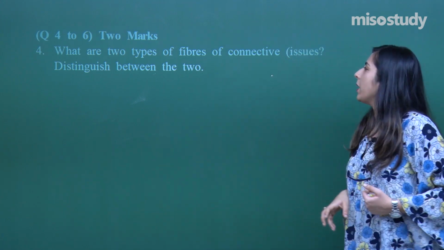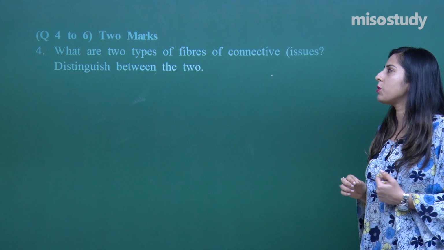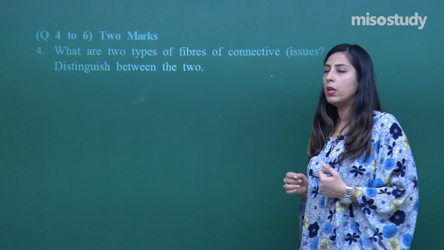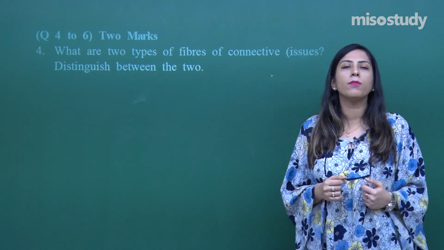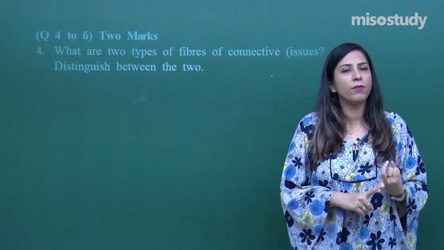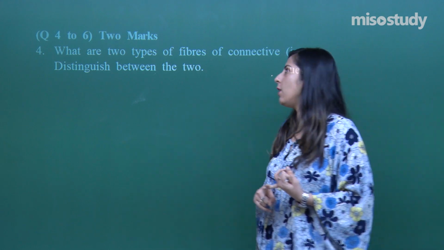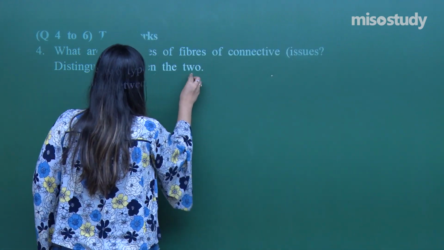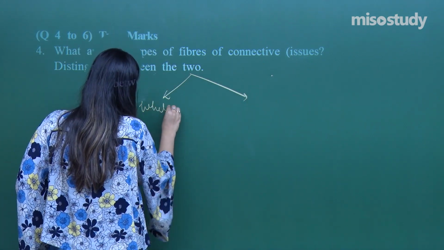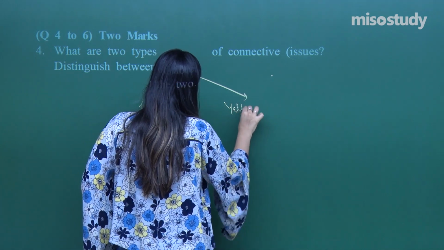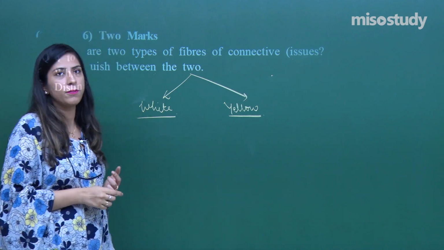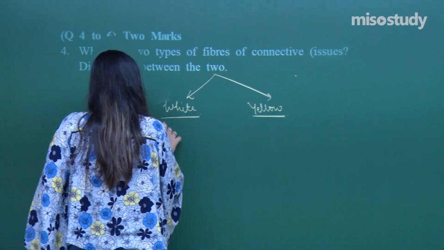What are the 2 types of fibers of connective tissue? Distinguish between the 2. As we have discussed in the session regarding connective tissue, we know the 2 types of fibers are the first, which is made up of white fiber, and the second, which is made up of yellow fiber. To talk about the white fibers, first of all, they are inelastic.